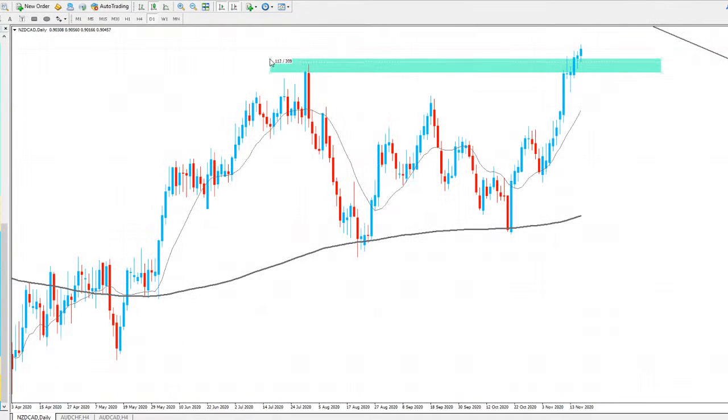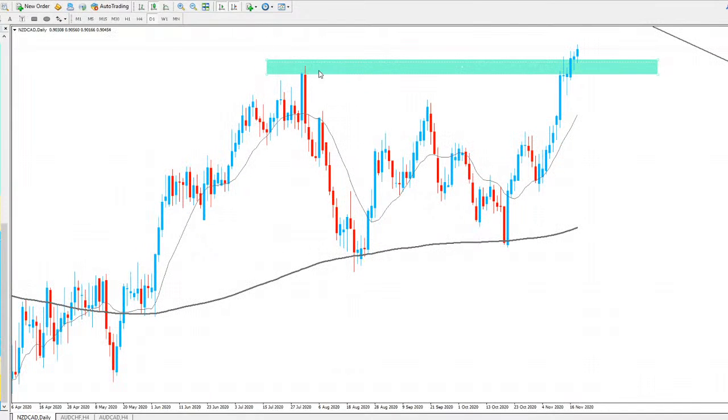NZD CAD, similar thing to NZD USD, looking for selling opportunities. We are currently breaking through that daily resistance there. You can see previous resistance here, big push to the downside, went to test the 200 moving average from that same area, went to test the 200 moving average again, and then we had another big push to the upside.